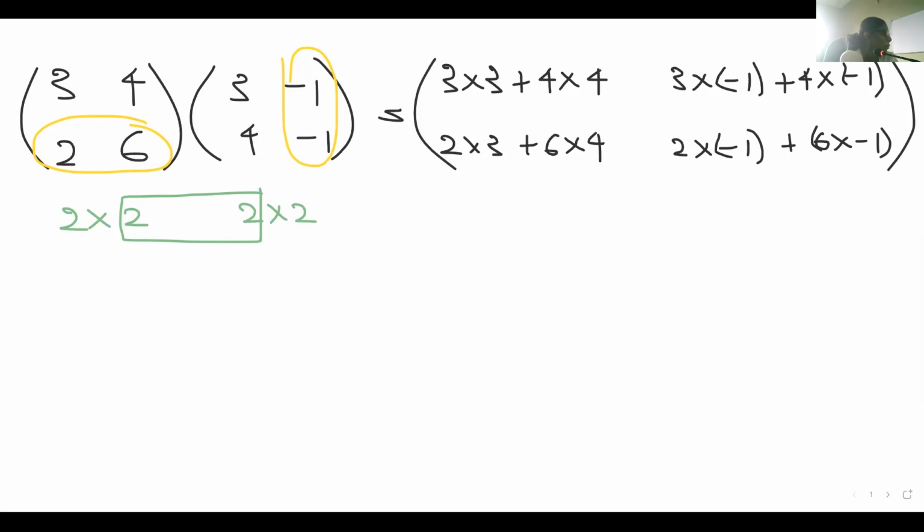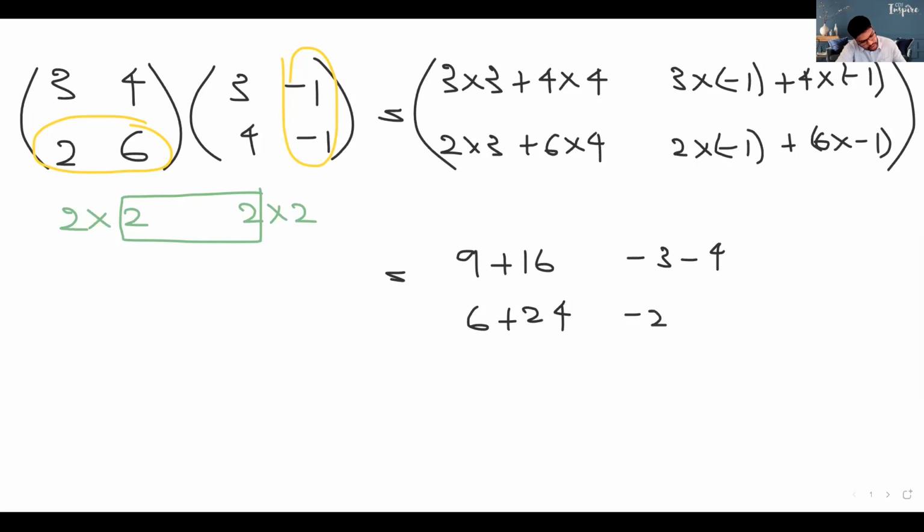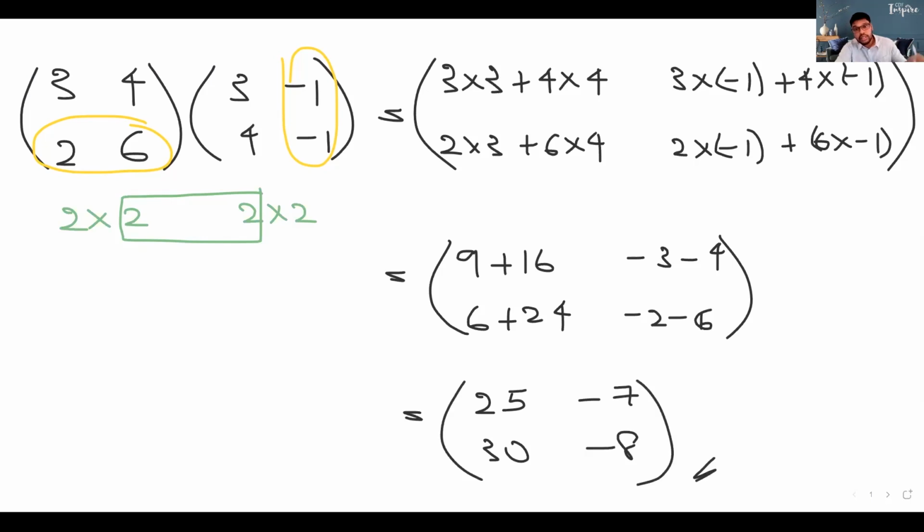Right. Now children, we have 3 times 3 plus 4 times 4, which is 25. And we have 6 plus 24. And we have minus 3 minus 4 and minus 2 minus 6. Then when you add everything together, children, this gives us 25, this gives us 30, minus 7, minus 8. This should be the answer to your matrix multiplication, children, and also the answer should be a 2 by 2 matrix, which is true, right? It is a 2 by 2 matrix.